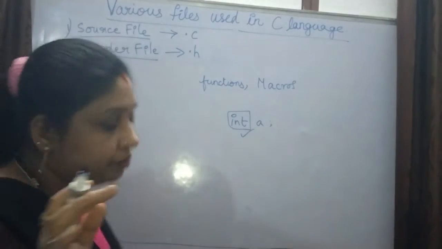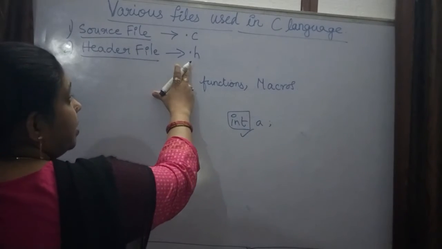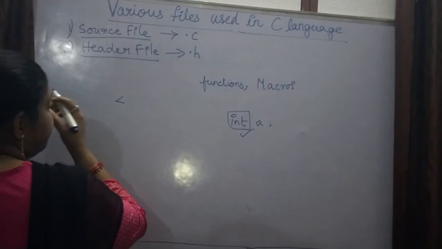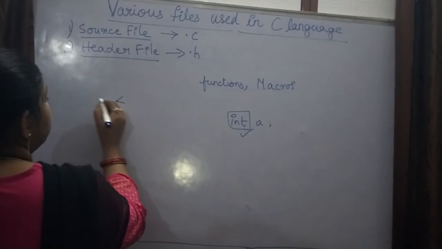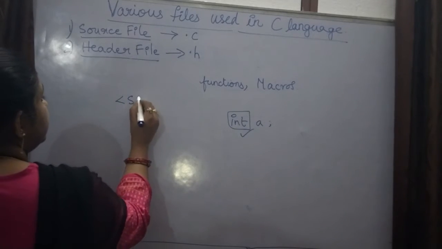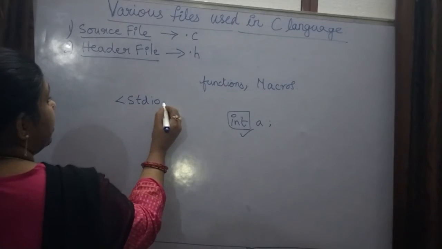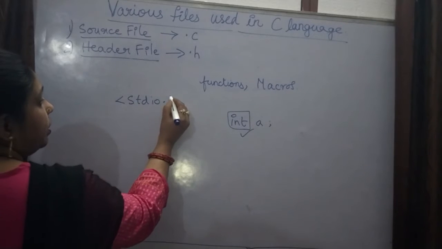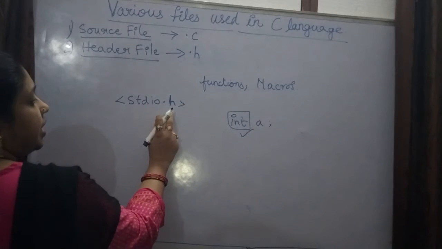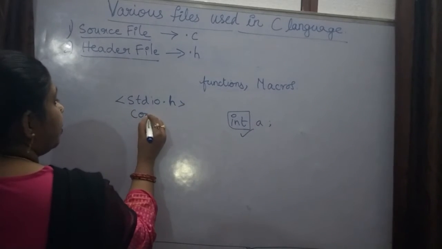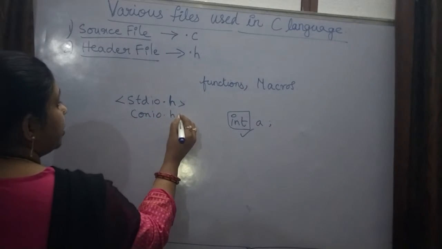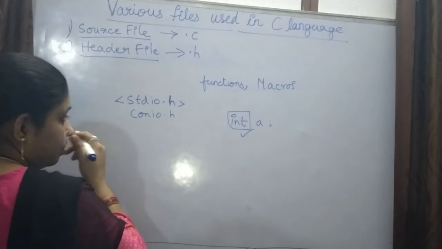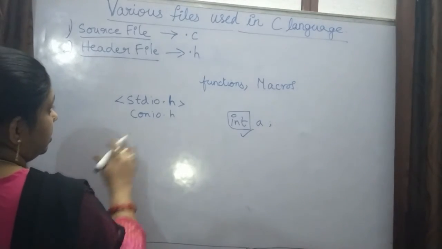Now our header files are saved with .h. I will show you what the header files are: stdio.h. See, these are the header files. So .h means it is a header file. conio.h is also one of the header files. So our header files will be like this.